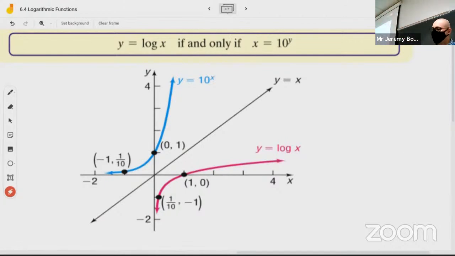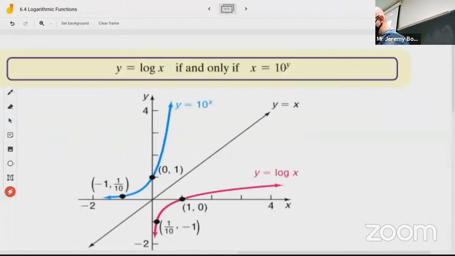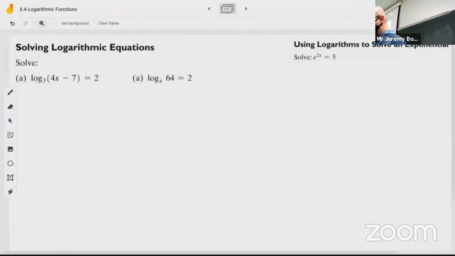So those are the functions there. Those are the main ones, you know, base 10, base e, that you'll see in the real world. And that's what their graphs look like. All right. Now, let's talk about some equations.